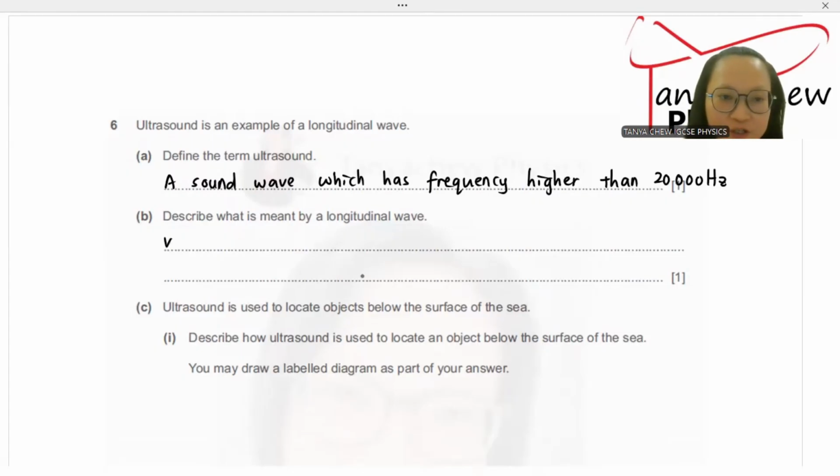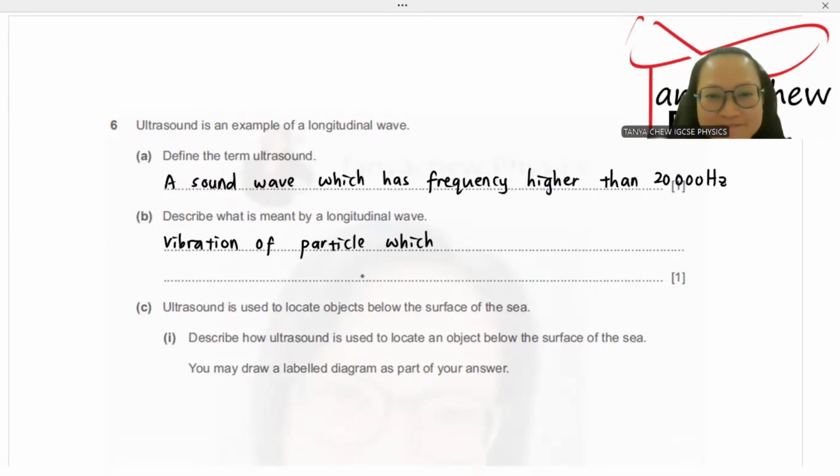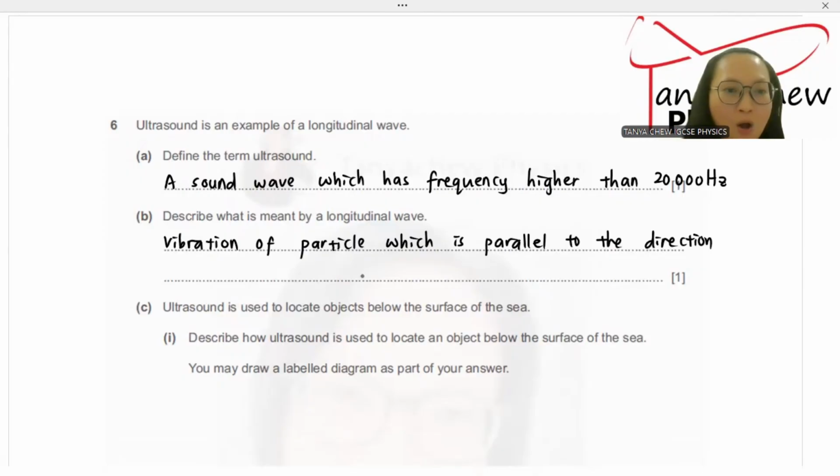Now B, describe what is meant by longitudinal wave. So this is the definition of a longitudinal wave. A wave means vibration of particles which is parallel to the direction of travel of the wave, or direction of propagation of the wave.